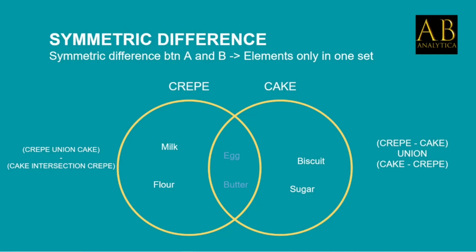It can also be interpreted as the union of two individual differences, that is the difference between set crepe and set cake, which is this part, milk and flour, and the difference between cake and crepe, that is cake minus crepe, that is this area which has biscuit and sugar. So that is crepe minus cake union cake minus crepe.